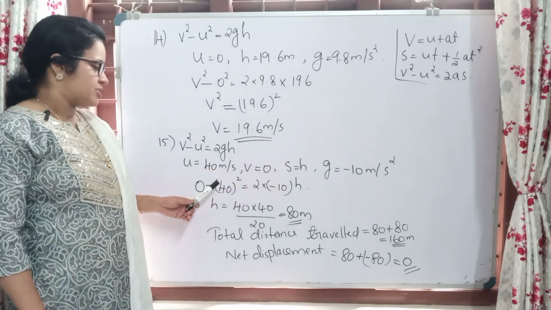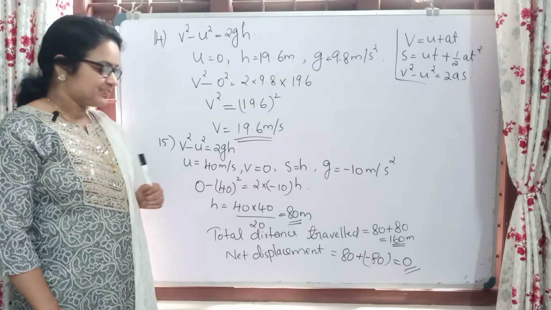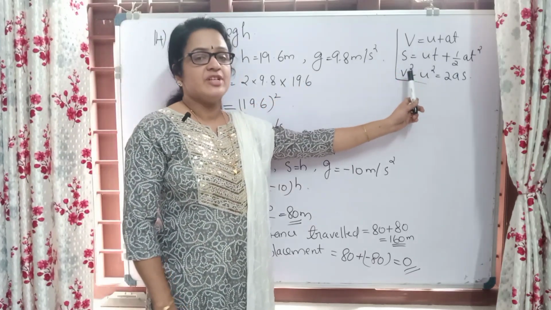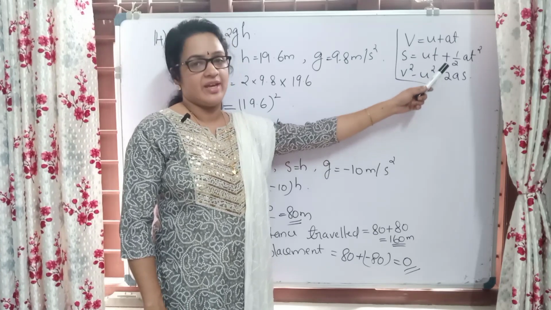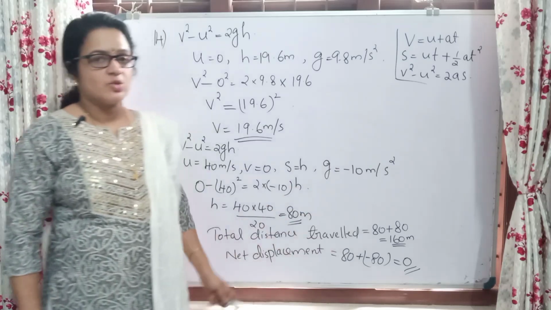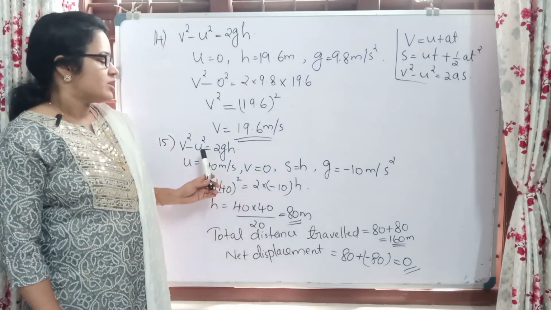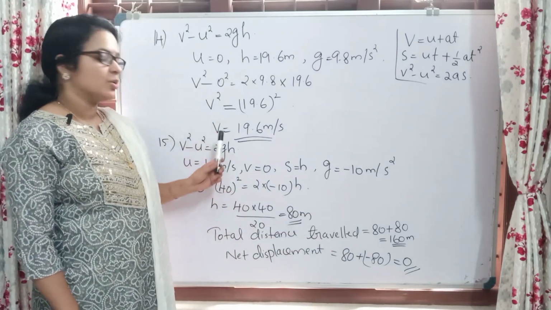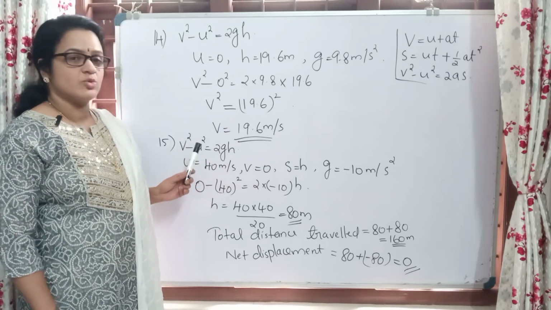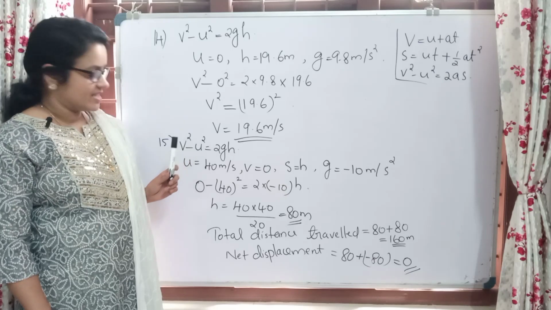Then we can substitute. ഏത് equation യൂസ് ചെയ്യണം ഇവിടെ? v is equal to u plus at, s is equal to ut plus half at square, v square minus u square is equal to 2as. ഇതിൽ ഏത് equation യൂസ് ചെയ്യാം? Yes, again v square minus u square is equal to 2as. So ഇവിടെ a ക്ക് പകരം g എന്ന് കൊടുക്കാം, s ന് പകരം h എന്ന് കൊടുക്കാം. So what we will get? v square minus u square is equal to 2gh എന്ന് കിട്ടും.